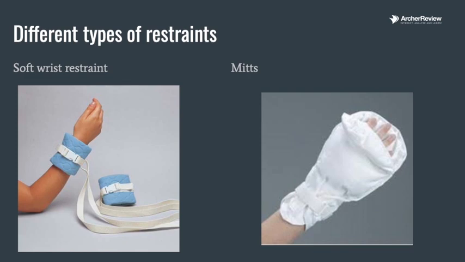And then the other picture over on the right here are our mitt restraints, or posey mitts. These are just like big poofy gloves that will go over the fingers of your patient and then be velcroed or clipped around the wrist.